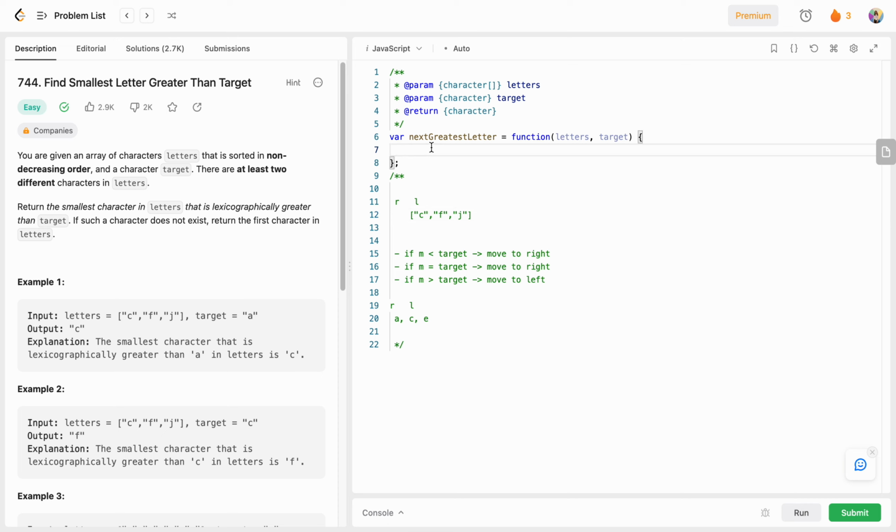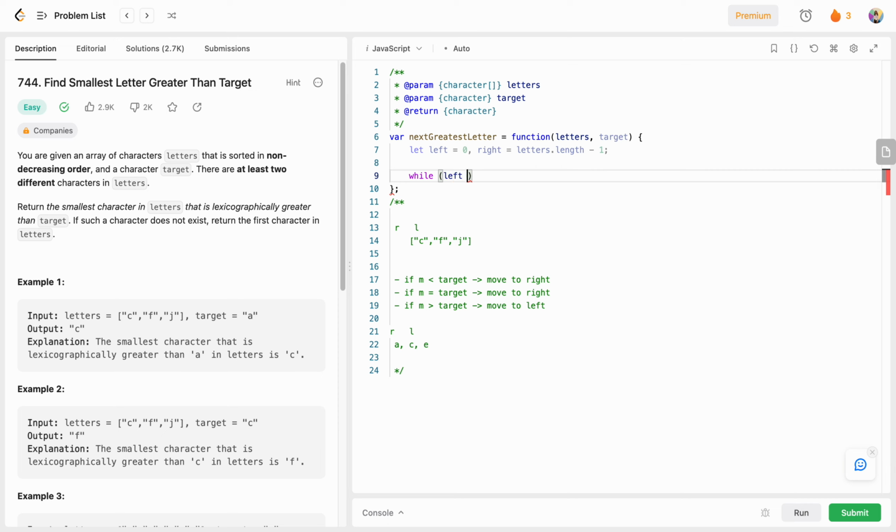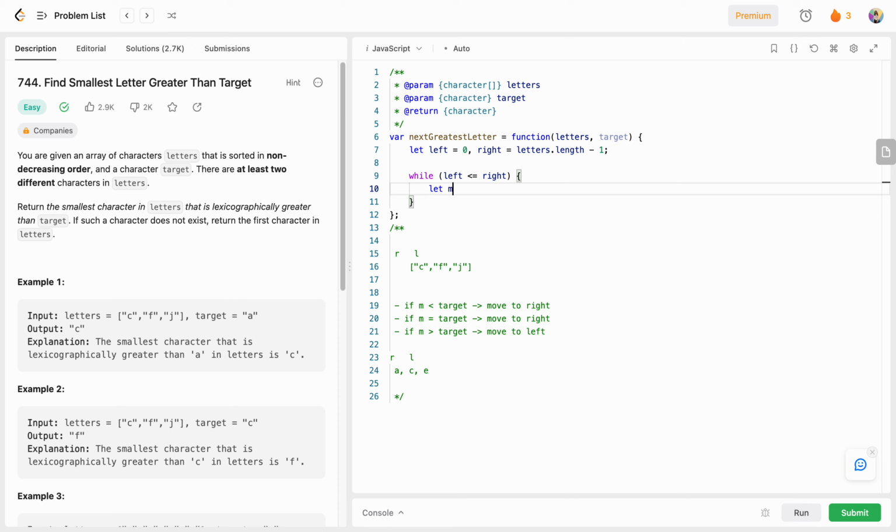Now I hope you understood the algorithm. Let's dive into our code. So let us define our left pointer, which is at index 0, our right pointer, which will be the last index, so that is letters.length - 1. And now we are going to use a while loop. Since this is a binary search, we use a while loop. While left is less than or equal to right, what we do is we calculate our mid value.